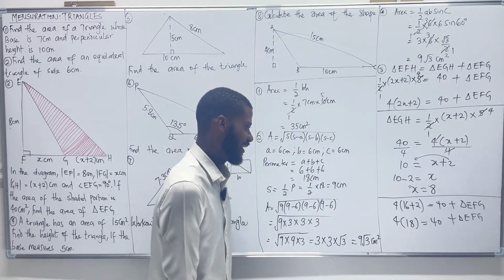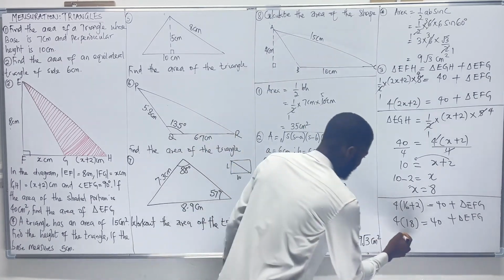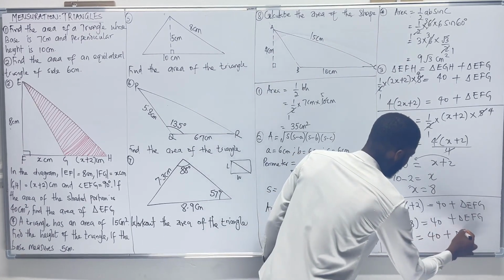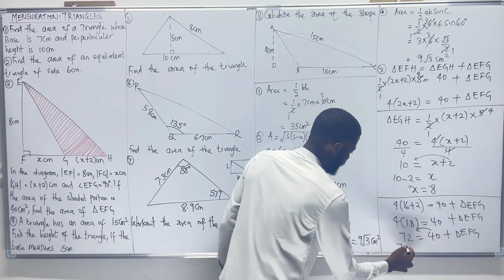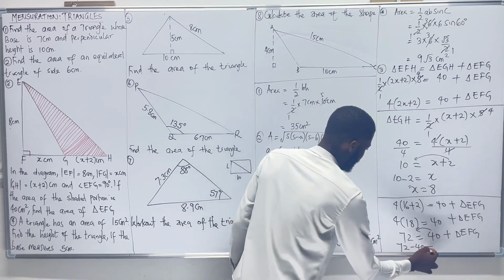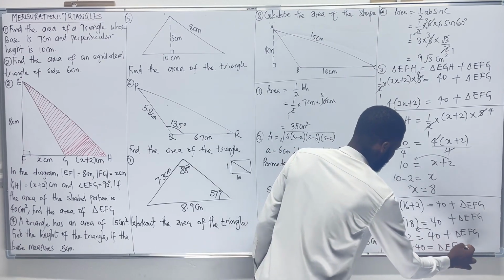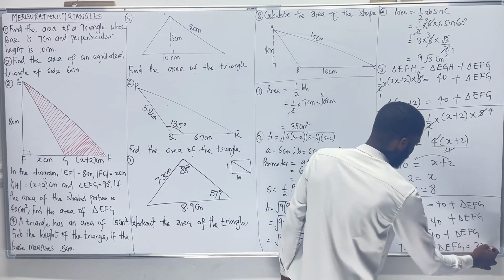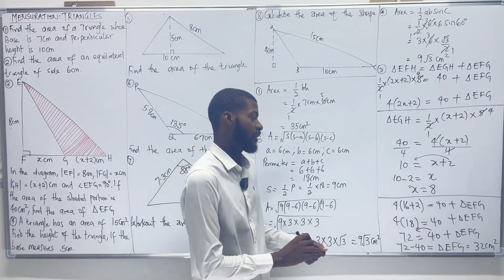I just thought about another easy way. Anyways, 4 times 18 is 72. So 72 equals 40 plus triangle EFG. Now I can take this 40 to this side. So 72 minus 40 equals triangle EFG. 72 minus 40 is 32. So this is the area of the shape.